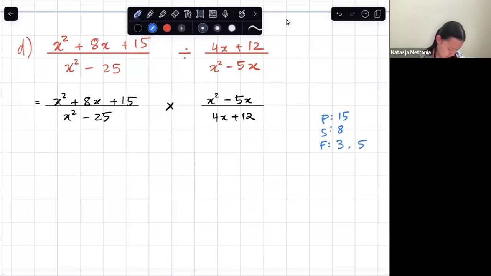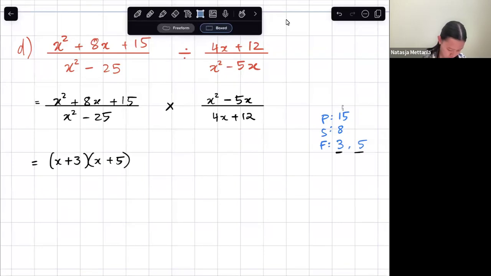All right, next part here. What we're going to do, I use PSF. So I'm going to factorize the top part. When I factorize, I have brackets. It's x squared, so that means I need an x in each of the brackets. Now I've got my factors 3 and 5. They're both positive, so I'm just going to add them in as plus 3, plus 5. That's all. The numerator is done.